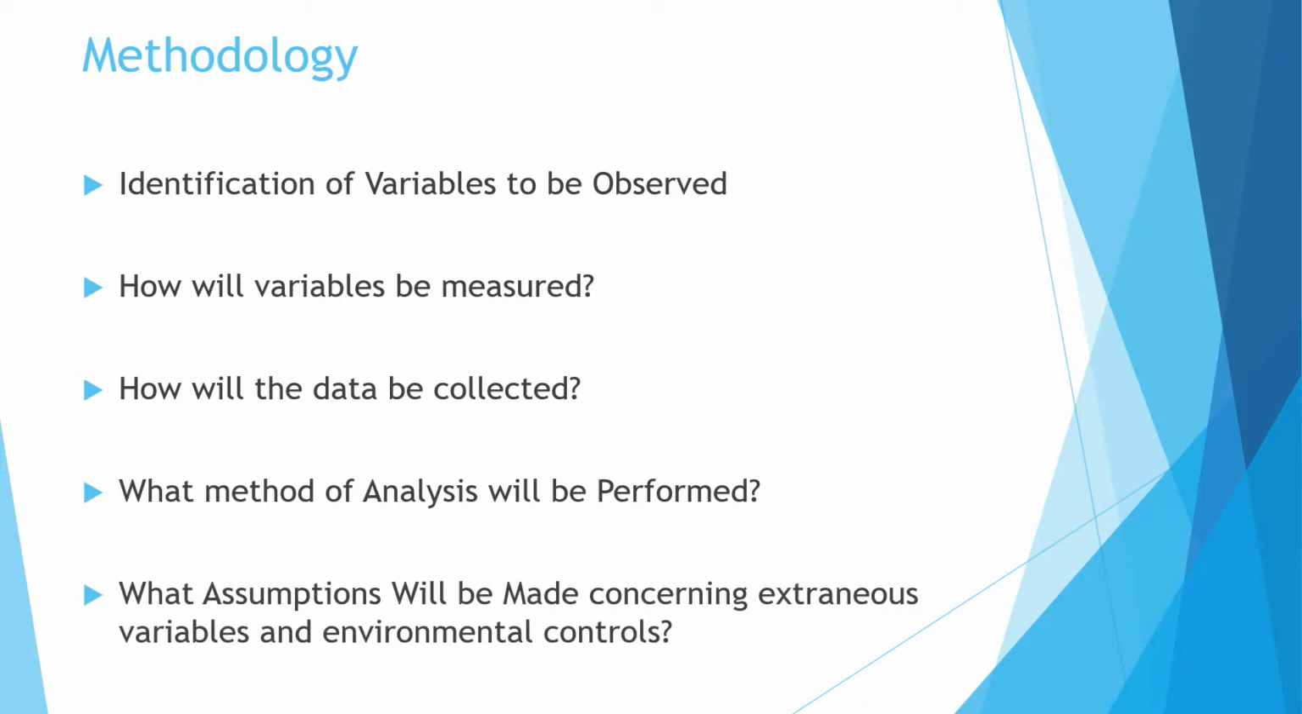And then finally, generally we can't control all variables within an experiment, even in the lab, so then you'll have to define what assumptions need to be made concerning extraneous variables and uncontrollable environmental variables. Okay, so basically this is the makeup of the methodology chapter in the dissertation.